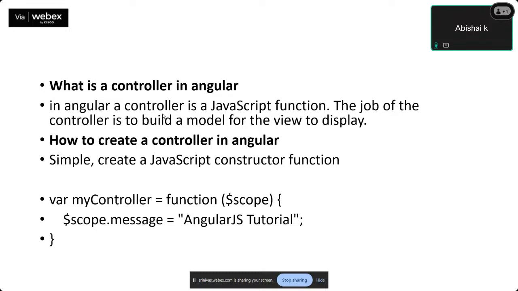So how to create a controller in AngularJS? Simply create a JavaScript constructor function. This is the syntax: var myController = function($scope). What is $scope? $scope is an Angular object that is passed to the controller function by the Angular framework. We attach the model to the scope object, which will be available within the view. We use a data binding expression to retrieve the data from the scope object to display it.